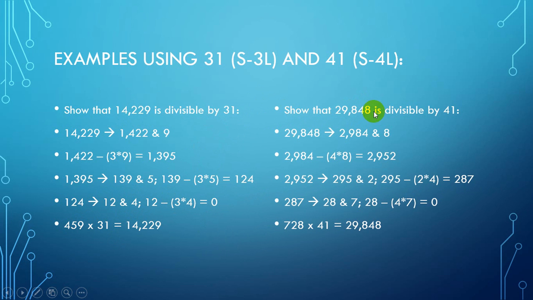Show that 29,848 is divisible by 41. So we take 29,848 and break it up into 2,984 and 8. And so now you're multiplying the 8 by 4 and subtracting it from this. So 2984 minus 32 will give you 2952. Repeat, break that up, 2952 into 295 and 2. 295 minus 2 times 4 gives you 287. That's 295 minus 8. 287 breaks apart into 28 and 7, and now you can see that 7 times 4 is 28, so 28 minus itself is 0. So 728 times 41 gives you the 29,848.